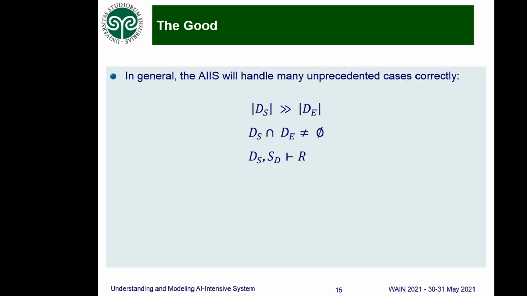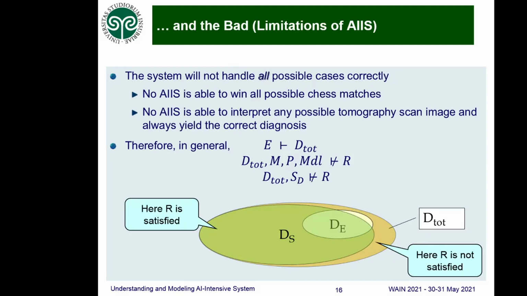In general, the system will handle most cases correctly. That is, requirements R are satisfied for a set of data ds that is much larger than D. This means that the system is able to correctly handle many situations that were not known during the training phase. Even though the system is able to handle most cases correctly, we cannot expect that the system handles all possible cases correctly. For instance, no AI-intensive system is able to win all possible chess matches, and no AI-intensive system is able to interpret any possible tomography scan image and always yield the correct diagnosis.